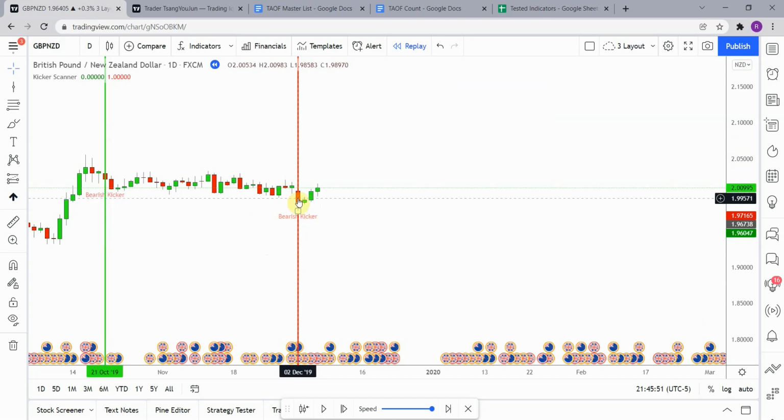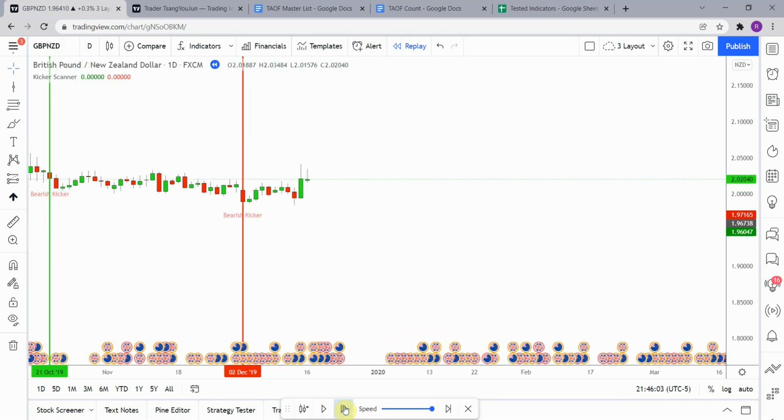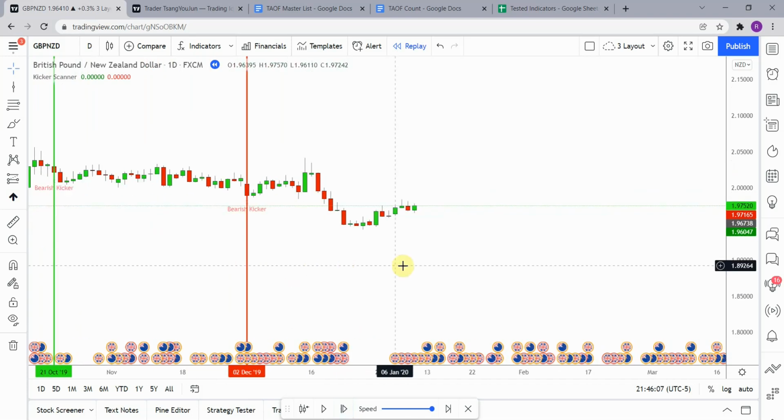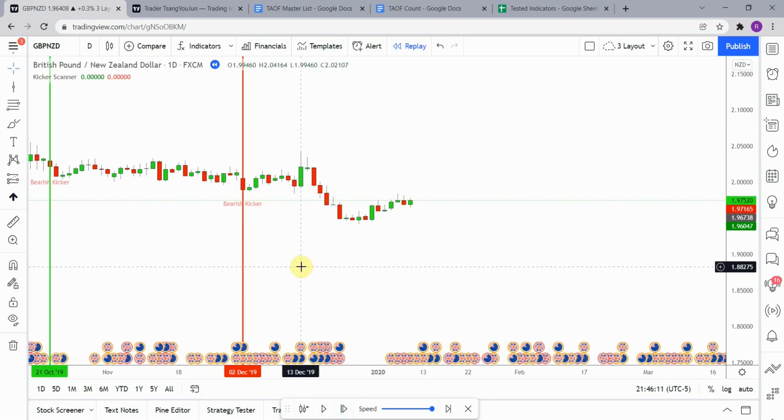All right, so then we pick up another bearish kicker right there. You can see though this one ends up getting stopped out as the price action pushes to the upside really hard right after we got the signal. All right, so that puts us at the end of the year right there.